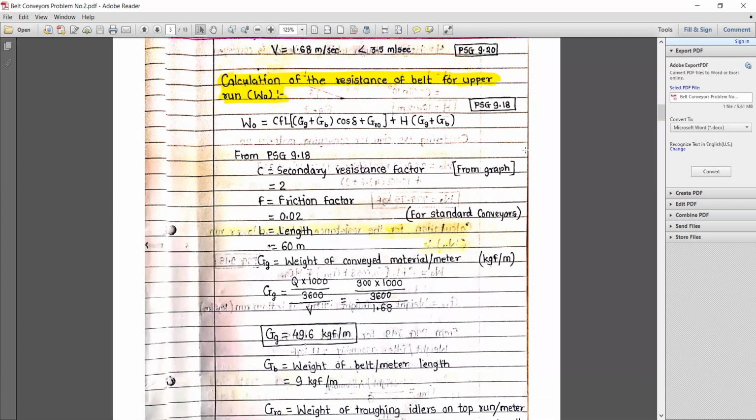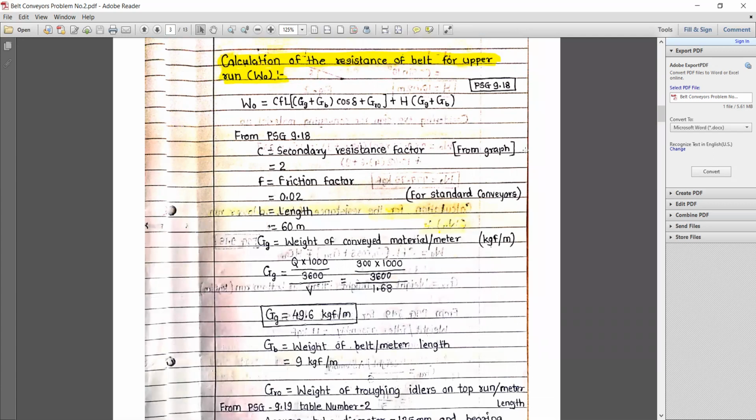Next one, calculating the resistance of belt for upper run. Referring to PHE page number 9.18, we got an equation: W0 is equal to C F L into bracket GG plus GB cos of delta plus GRO plus H into GG plus GP. Now we need to calculate these values.